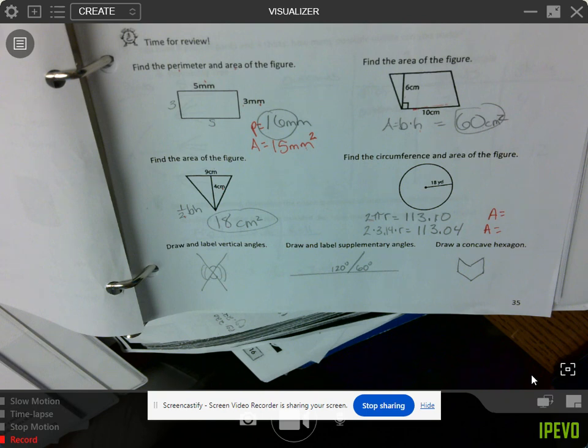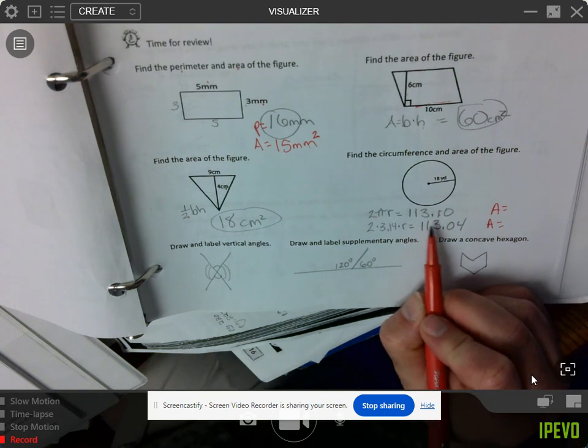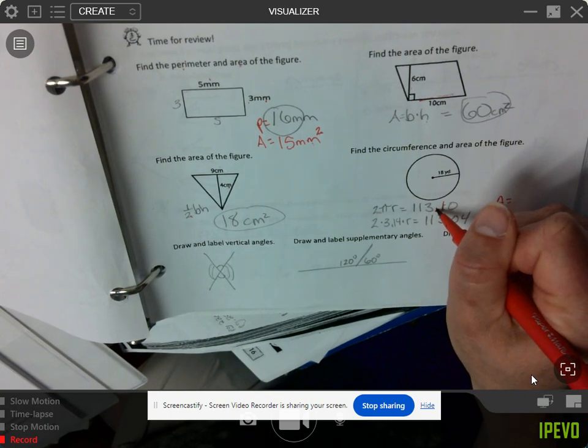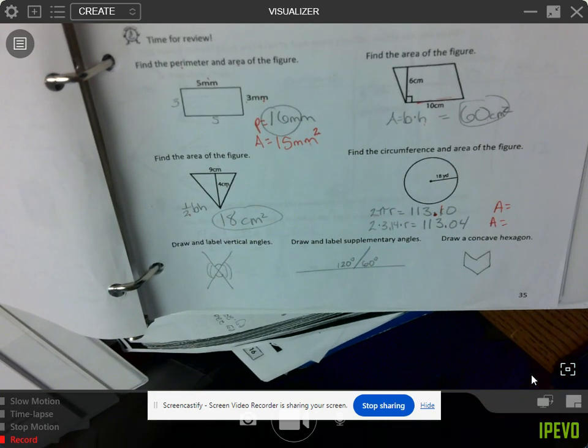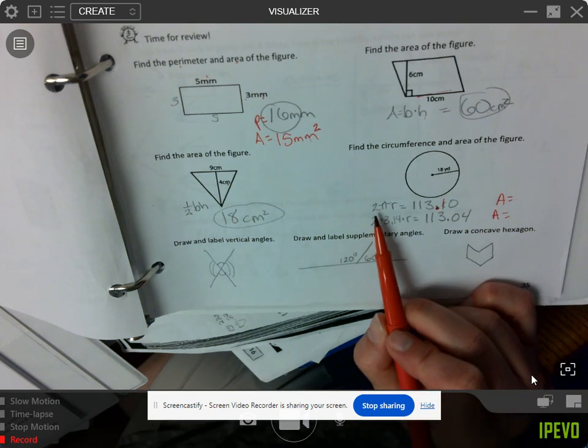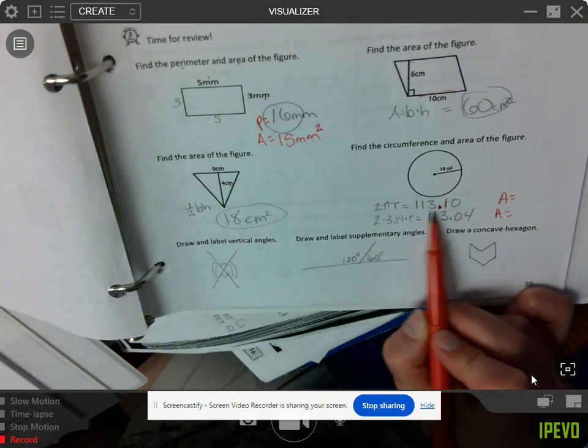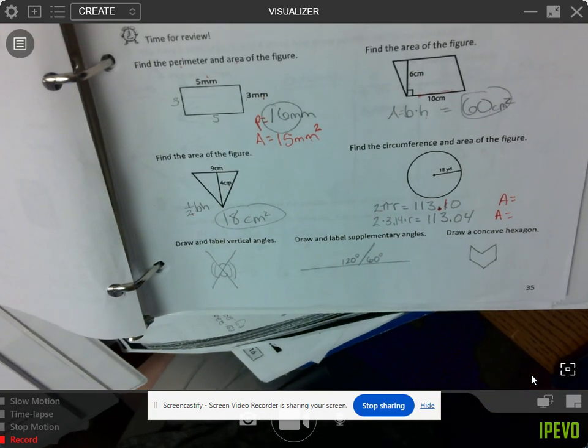So, Ava, did you have any of your work shown or just the answer? I did 113 times 10. 113 times what? Times 10. So it's not times 10. 113.10 is your answer. Oh. So that's 113 decimal point 10. Oh. Well, it says 113. Yeah. So it should be a decimal, not a multiplication. So what you did was you did 2 times pi times the 18, and that's how you got 113.10. So that is our circumference.